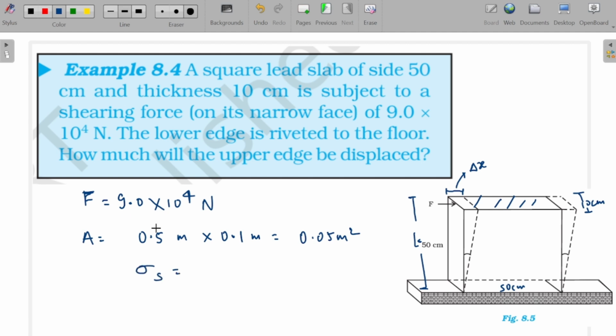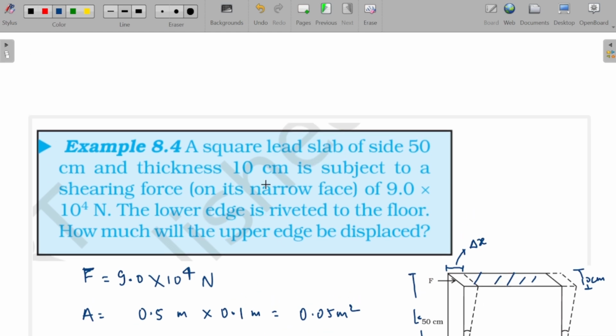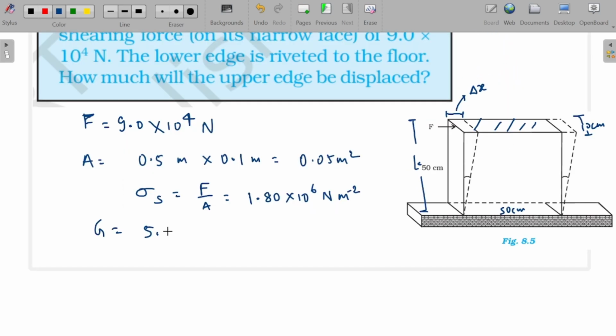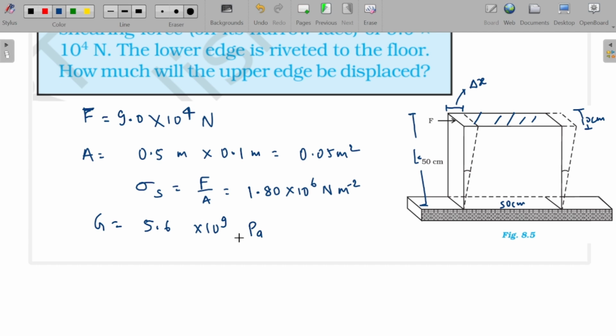Now you can get the shearing stress. Let's say this is sigma s, and we have to write F by A, and if you calculate, it will be nearly 1.80 into 10 to the power 6 Newton per square meter. Now what about G? We can take it from the table as we have discussed. This is a lead slab, so for lead it is 5.6 into 10 to the power 9. Now what about this length? This is 50 centimeter, so L equals 0.5 meter, and we have to obtain delta x.